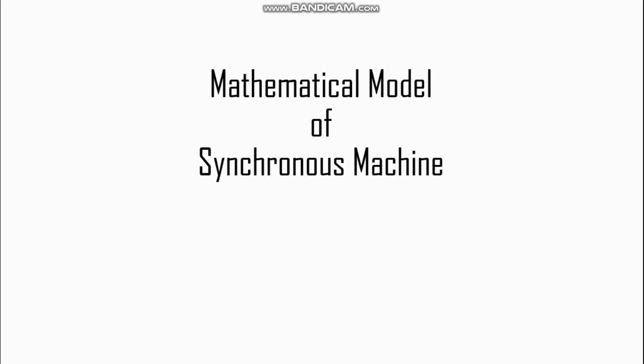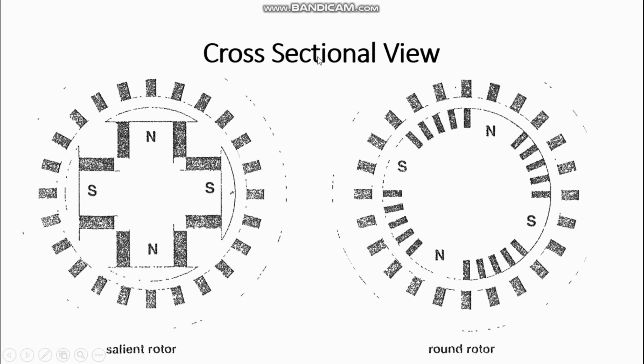Hello everyone. So let us start our discussion with the mathematical model of the synchronous machine. Here one thing you must keep in your mind is that henceforth we will do most of the derivation for the salient pole synchronous machine. However, later on you can always remove that saliency and easily have a simplified model for the cylindrical rotor machine. This is a cross-sectional view.